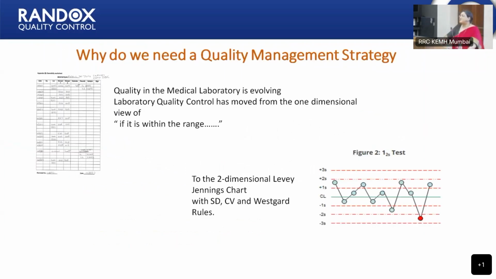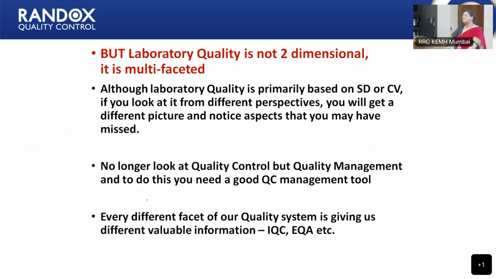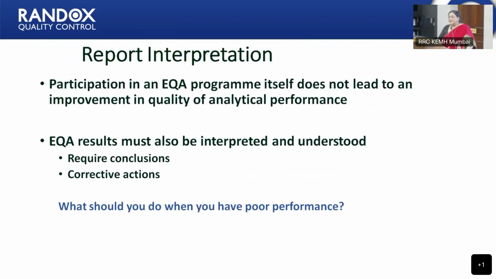Laboratory quality control has moved from one-dimensional to two-dimensional, including LJ chart and Westgard rules. But actually, laboratory control is multifaceted. What is important is not to look only at the quality control level, but also at quality management, which includes IQC and EQA. Participation in EQA is not the solution. One needs to understand the report, look at the outliers, take the necessary corrective actions, look at the implementation of the corrective action, and then step back.